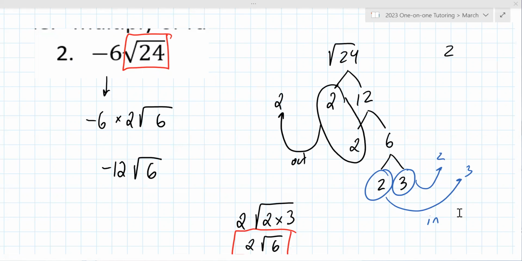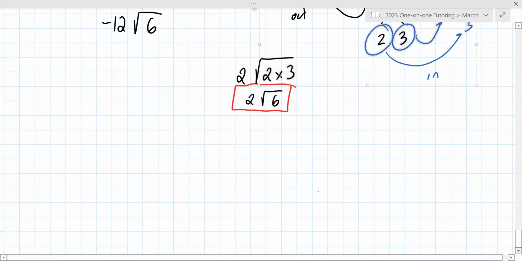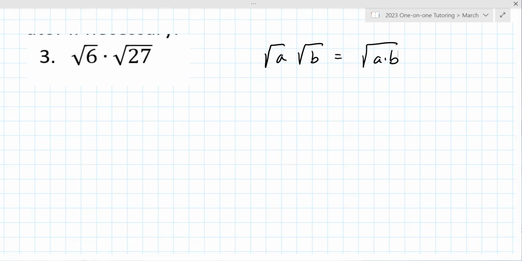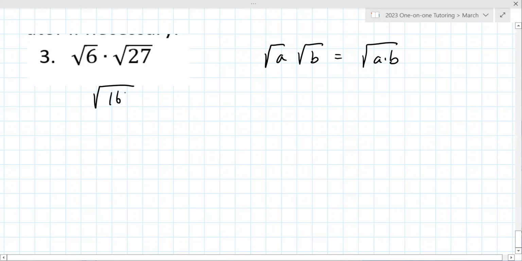All right, let's look at number 3. So we've got square root of 6 times the square root of 27. There's this property that says if you have the square root of a times the square root of b, this equals the square root of a times b, which means we will be multiplying 6 and 27 together. I know it makes it worse because the number gets larger, but this is probably the best path to go down here. So it becomes the square root of 162.